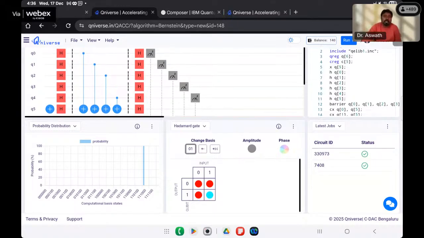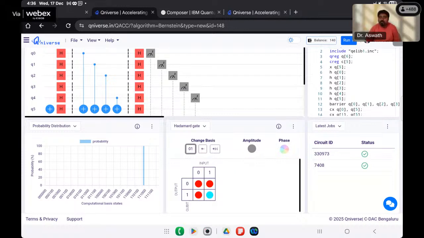In tomorrow's session, we will go for Simon's algorithm. If there are any doubts here, I will just see. There is a question here. Let me see a few questions.